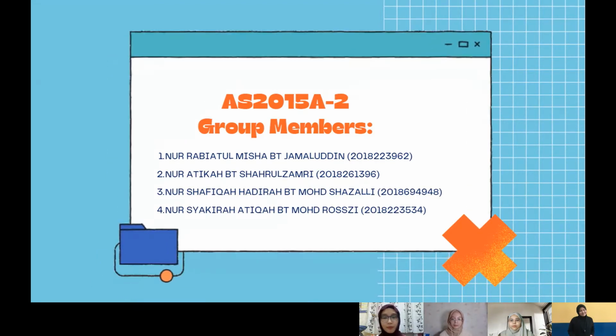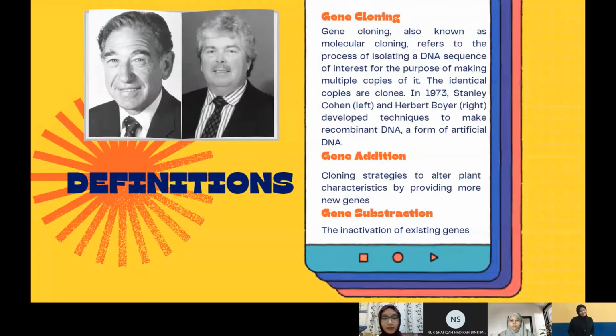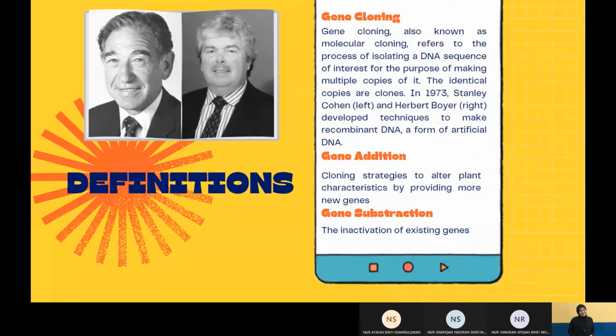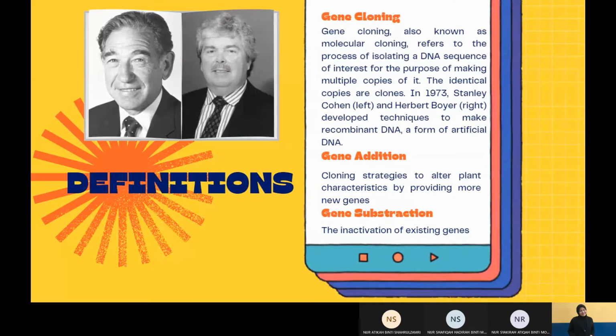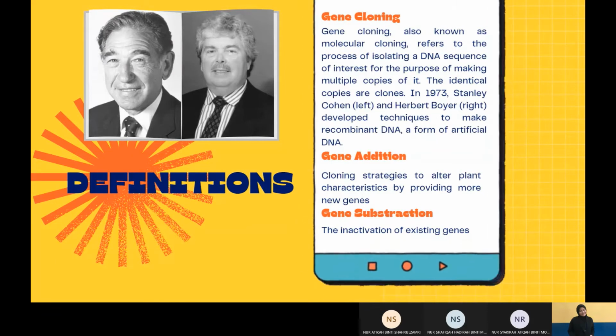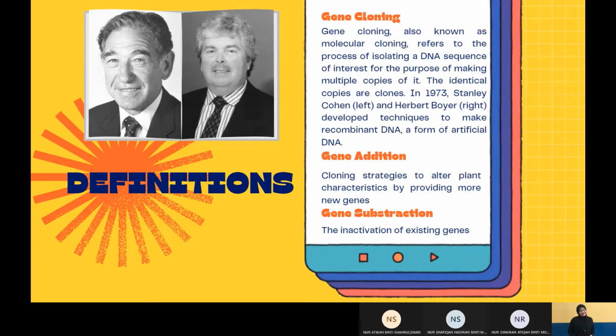So, first, let me introduce you to gene cloning. What is gene cloning? Gene cloning is also known as molecular cloning. It refers to the process of isolating a DNA sequence of interest for the purpose of making multiple copies of it. The identical copies are clones.